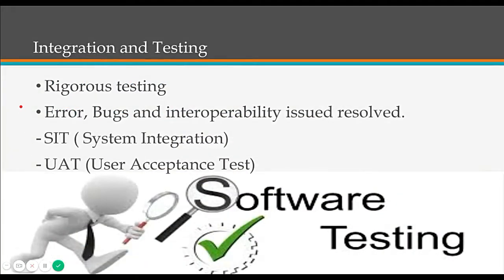Next up is integration and testing. Through rigorous testing, errors, bugs, and interoperability issues are resolved. Wow, that's a big word. Interoperability means that our system is able to work hand in hand with other systems as well. That's why we have SIT, which we call system integration testing.